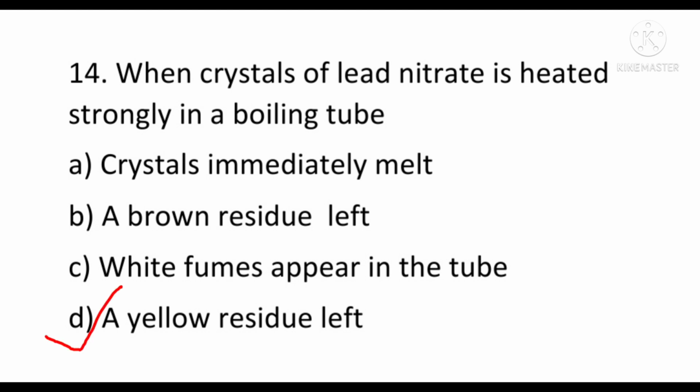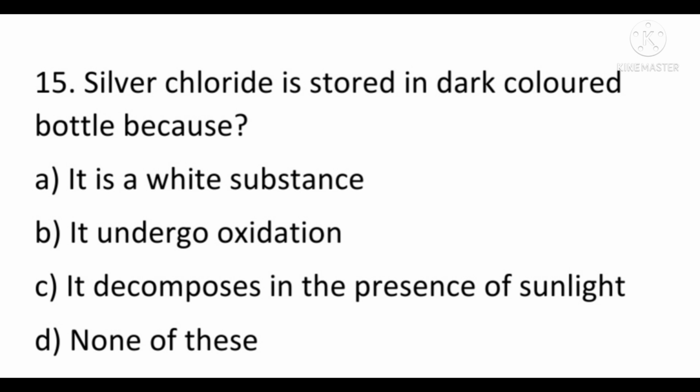Answer is option D, a yellow residue left. Question number 15. Silver chloride is stored in dark colored bottle because option A, it is a white substance, B, it undergoes oxidation, C, it decomposes in the presence of sunlight, D, none of these. Answer is option C, it decomposes in the presence of sunlight.